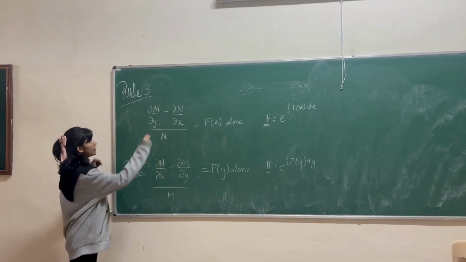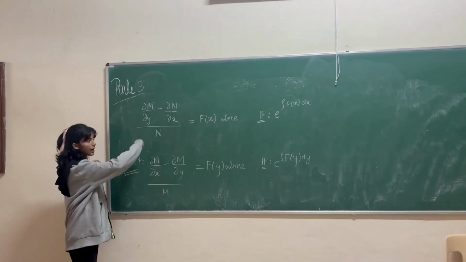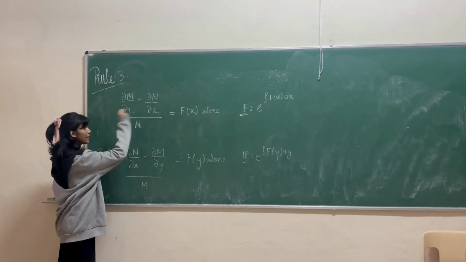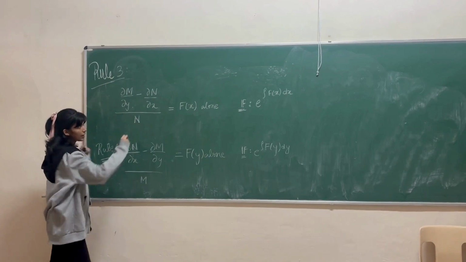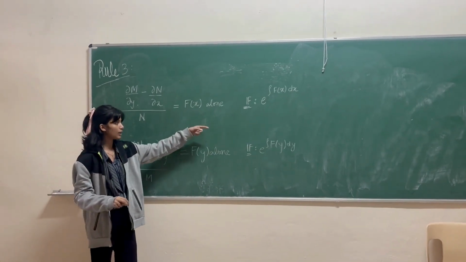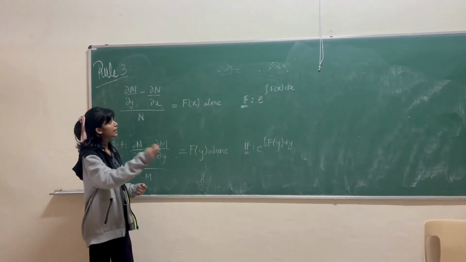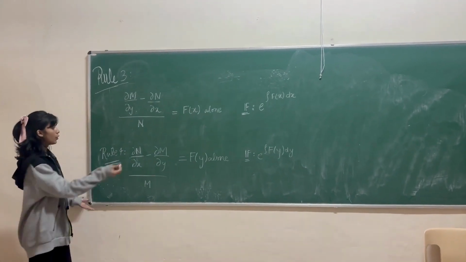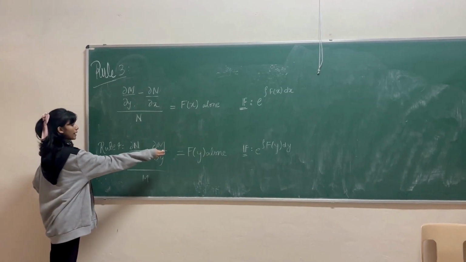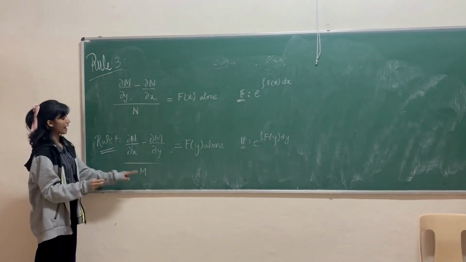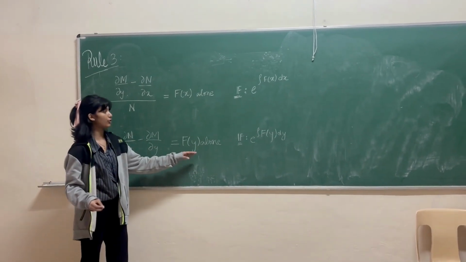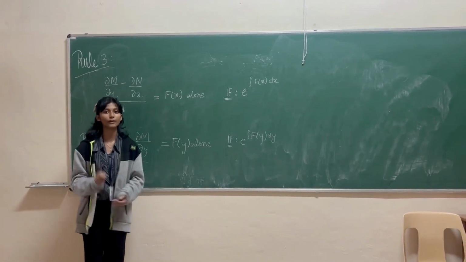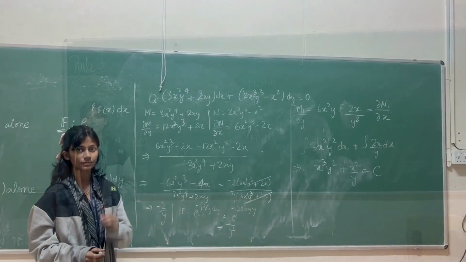In rule 3, ∂M/∂y, the partial differentiation of M, minus ∂N/∂x, the partial differentiation of N, if you divide it wholly by N, you will get a function of x alone. And then your integrating factor will be e to the power integration of f(x) dx. In rule 4, ∂N/∂x minus ∂M/∂y, you divide this by M, which is equal to a function of y alone. And the integrating factor will be e to the power integration of f(y) dy.